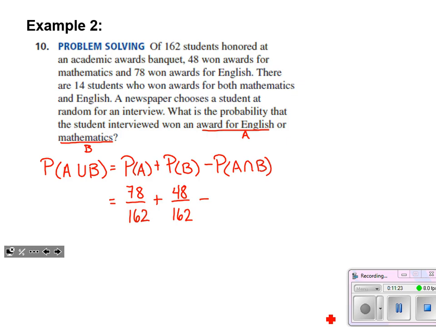Minus 14 students won both awards. So we've counted those 14 students twice. We need to subtract them away once so that they were only counted one time when we're calculating this probability.